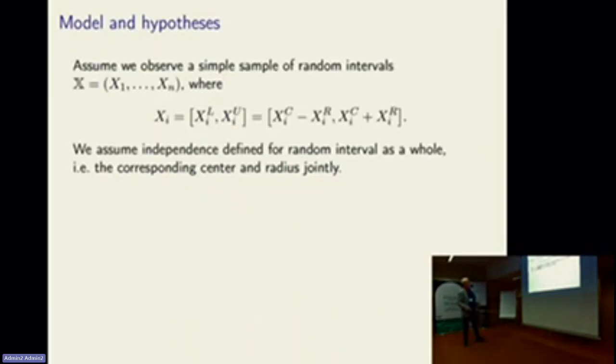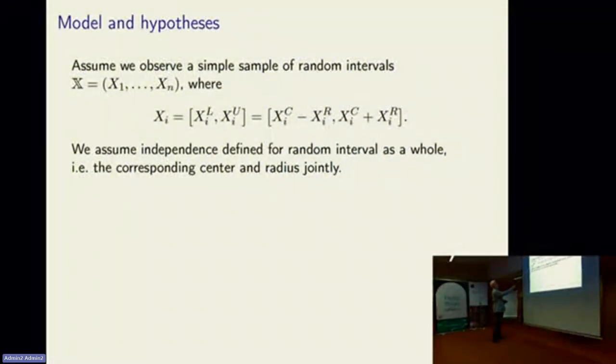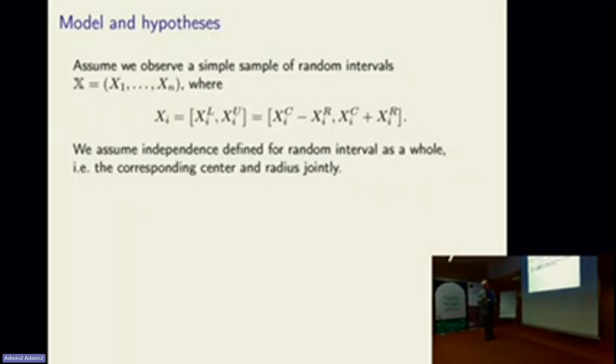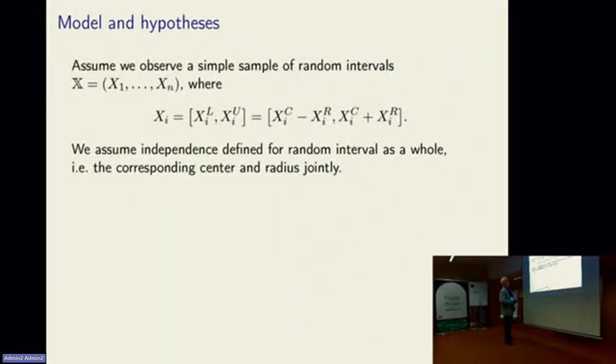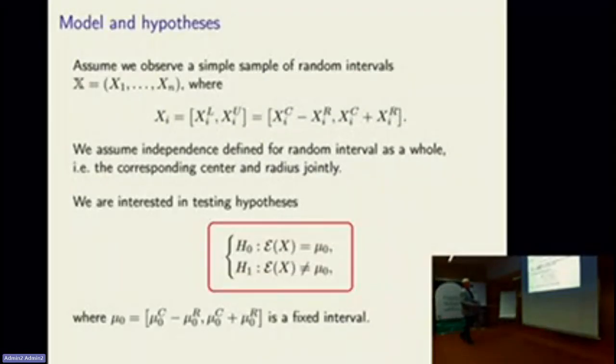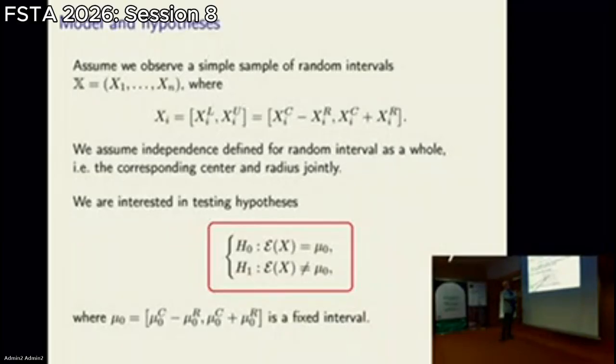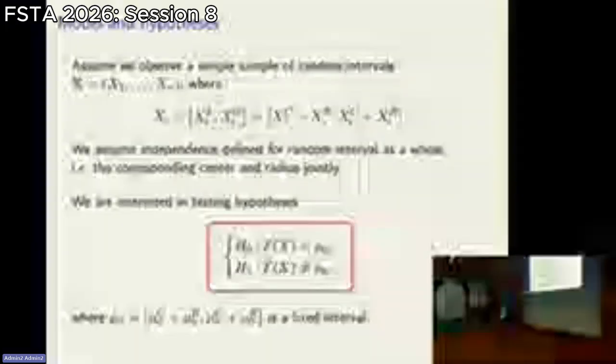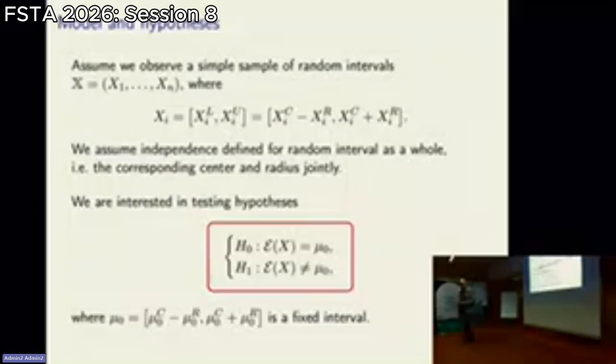Okay, so what do we have? We have a data sample, a simple random sample. Simple means all observations are taken from the same distribution and they're independent. And as I say independence, I mean the whole intervals. So intervals are independent, but maybe between centers and radii there is some dependence. Okay, and my null hypothesis is that the expected value of our random interval is a given fixed interval. Again, it is such a simple hypothesis.